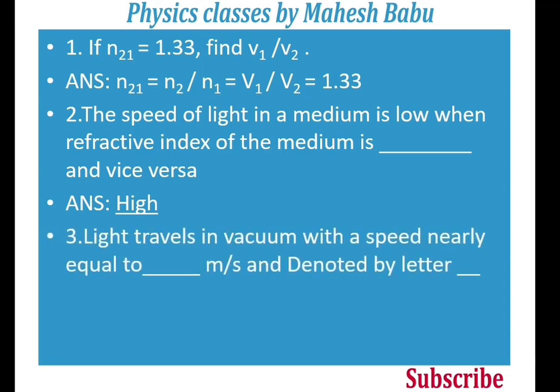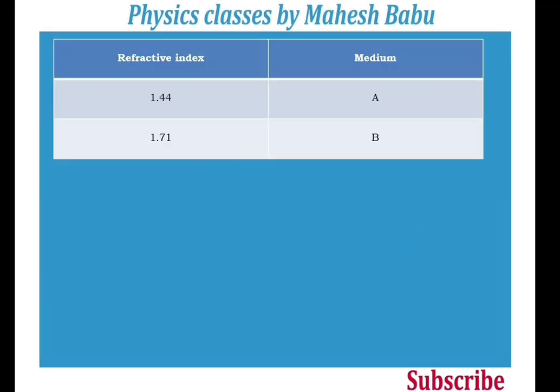Next question. Light travels in vacuum with a speed nearly equal to dash meter per second. In vacuum, the speed of light is 3 into 10 power 8 meter per second, and it is denoted by the letter C.